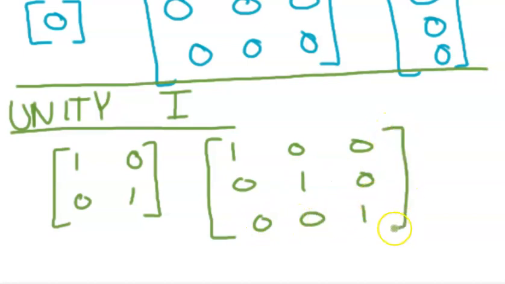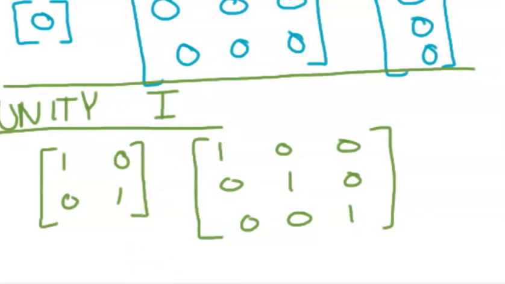It cannot be a rectangular matrix. So see, this is the leading diagonal, and it is 1. This is called the unity matrix. So we have the zero matrix and the unity matrix. Then we have one more, known as the diagonal matrix.